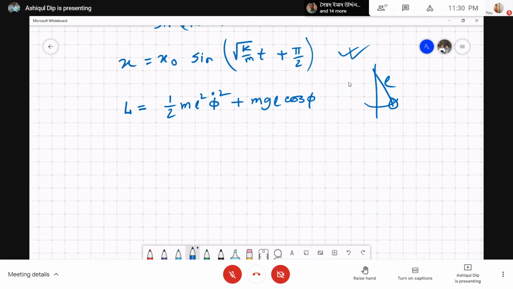Okay, great. So what would be the Hamiltonian for this case? To find the Hamiltonian, first we need to find the corresponding momentum, P phi. P phi is delta L by delta phi dot. That is m L squared phi dot. It implies phi dot equals P phi divided by m L squared.